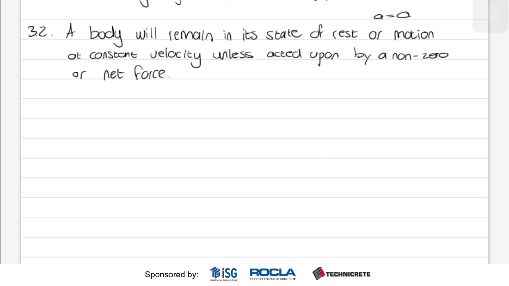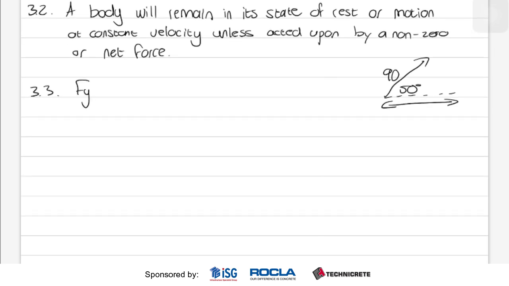All right. Question 3.3. Calculate the magnitude of the horizontal component of the applied force. So we had an applied force of 90 newtons, in that direction, at 50 degrees to our horizontal. So they want to figure out the horizontal component. How would we do that? Again, our Fx.